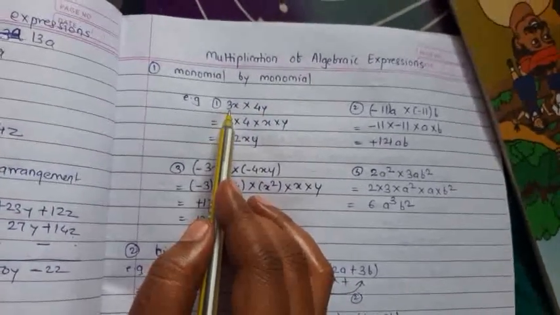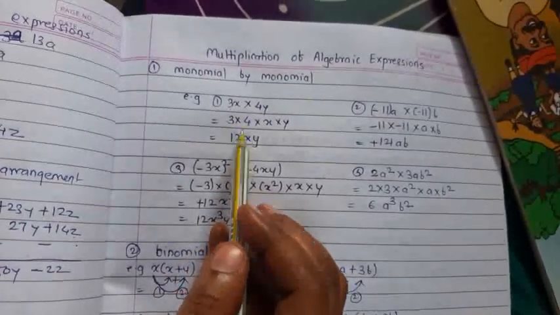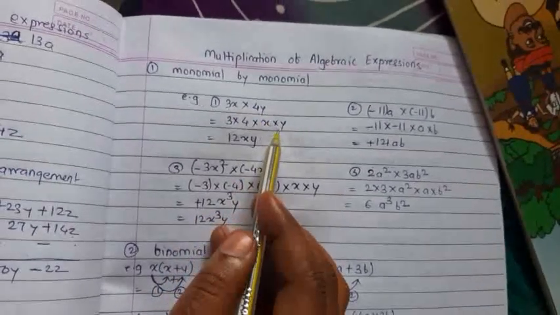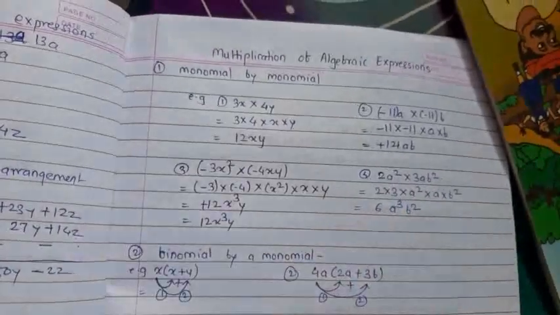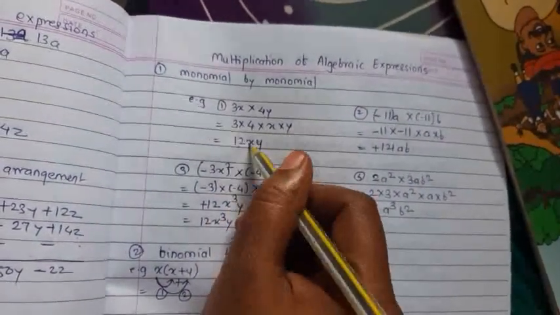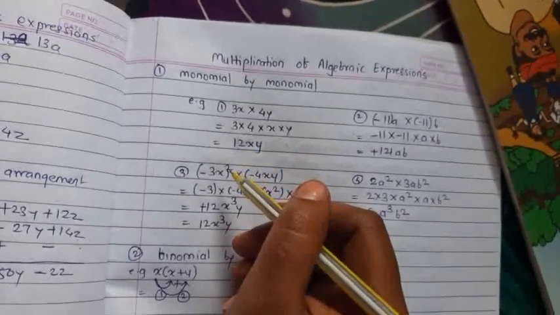So here the coefficient is 3 and here the coefficient is 4. So 3 into 4 is 12. Here the variable is x and here the variable is y. So it will be x into y. So the product will be 12xy. Here any sign is not there. Here in between 12 and x and y, multiplication is present.